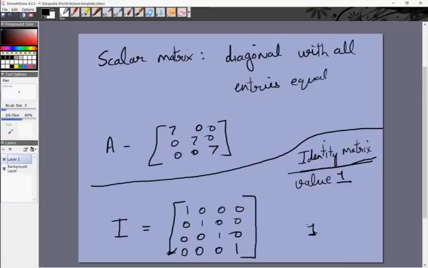So this completes this video. In the next video, we'll start looking at different operations on matrices, such as when two matrices might be equal, how do you add two matrices, how do you multiply a matrix by a number, and so on.